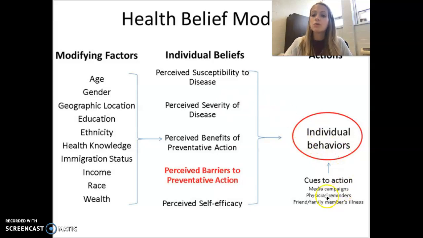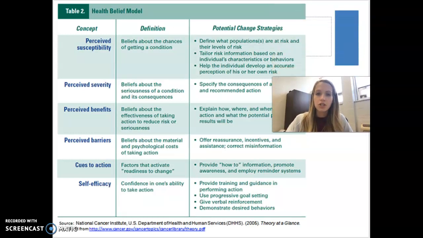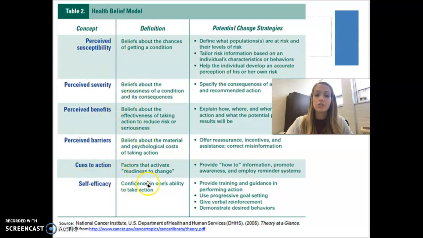There also may be cues to action, maybe media campaigns, a physician asking them about or reminding them, coaching them, friends and family members. If maybe that person's father just had a heart attack, this is a cue to action to change those behaviors. So all of those constructs are built into this health belief model. And here it kind of defines those constructs again. There's definitions for each of those: perceived susceptibility, severity, the benefits, barriers, cues to action, and self-efficacy.